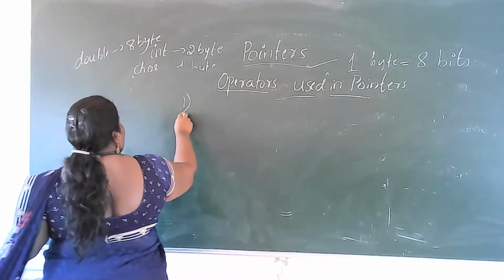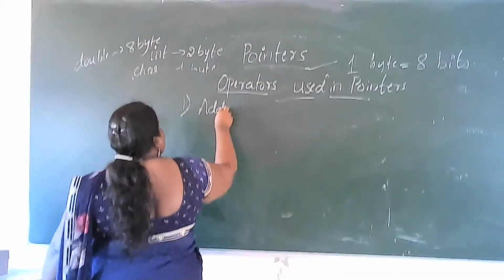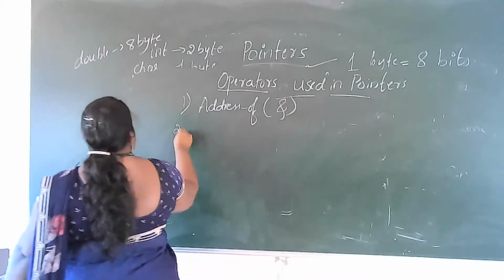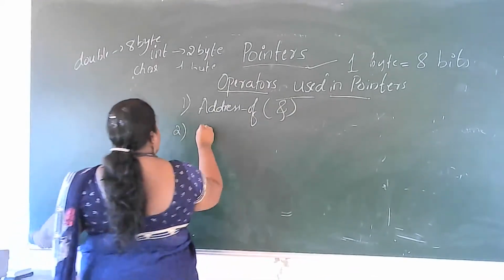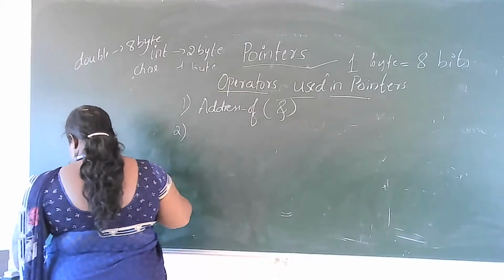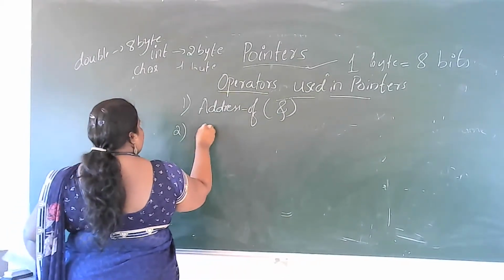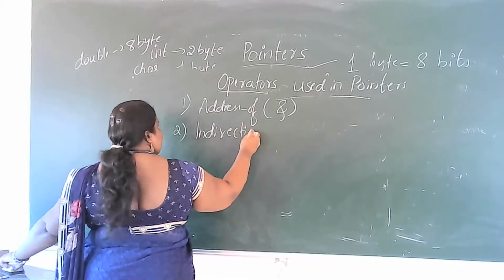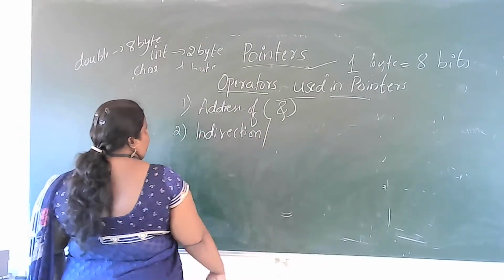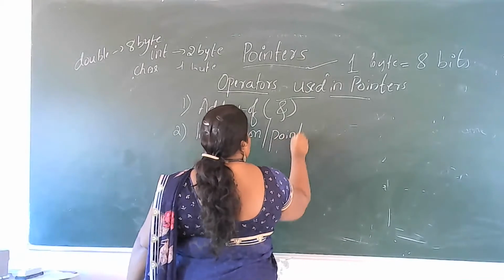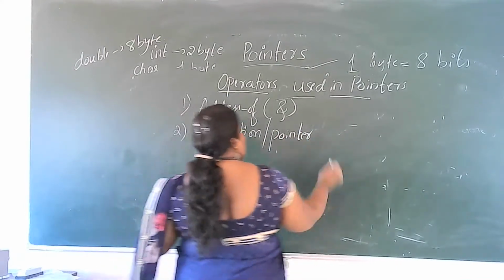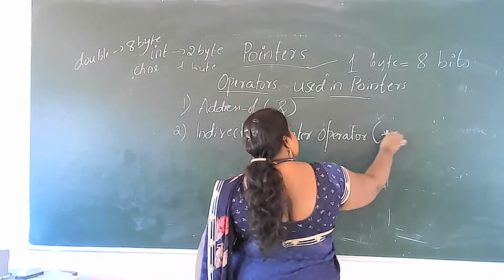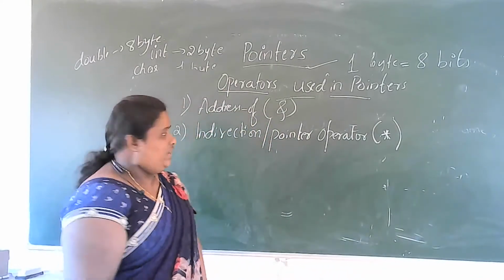Operators used in pointers. There are two operators. The first one is address of, the ampersand. The second one is the indirection or pointer operator. That is star.